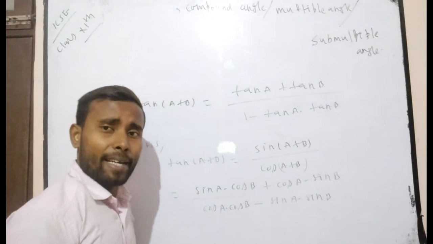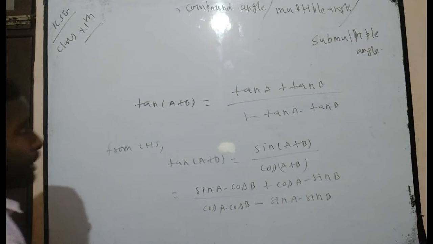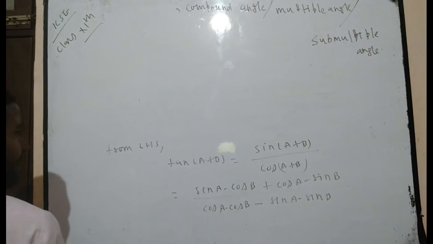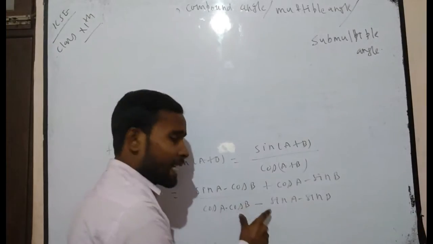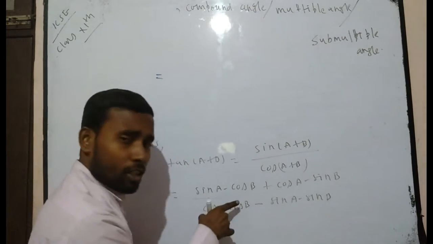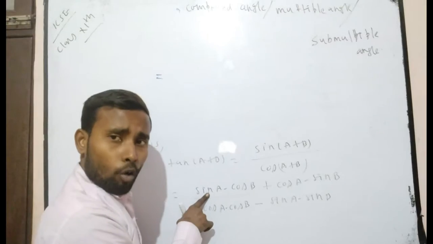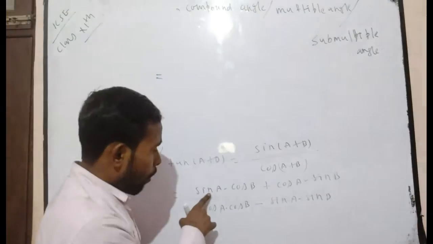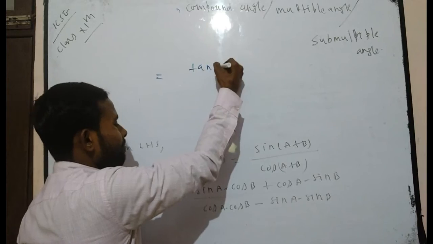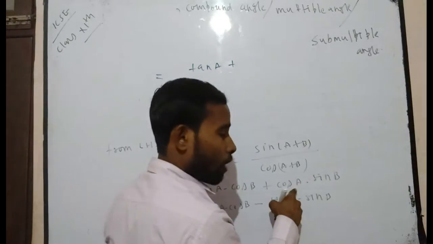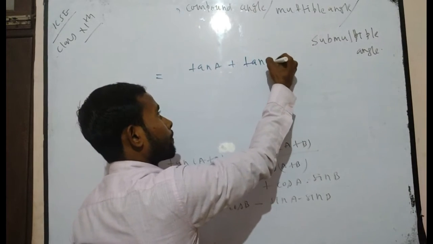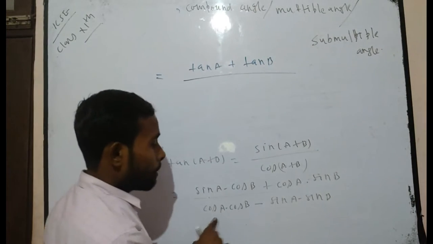If you divide the numerator and denominator by cos a into cos b, what will happen? In the first term, sin a into cos b divided by cos a into cos b, the cos b cancels and you get sin a by cos a, that means tan a. Plus, in the second term, cos a cancels and sin b by cos b is tan b. Divided by, in the denominator, cos a into cos b.